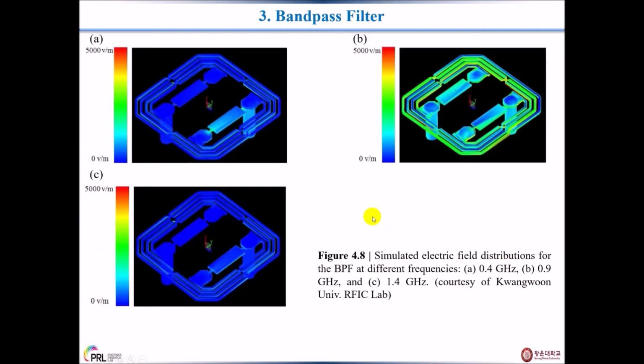These are the simulated electric field distributions for the bandpass filter at different frequencies. This is the simulated result at 0.4 gigahertz, this is at 0.9 gigahertz, and this is for 1.4 gigahertz.